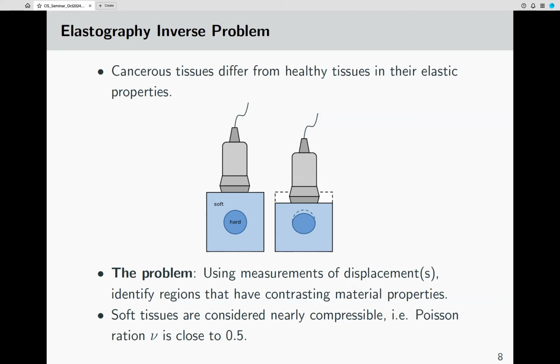So if you can find out the locations in the tissue that are stiffer, with contrasting material properties, then that could help somebody diagnose whether cancerous tissue is present. So soft tissues that we are going to talk about are considered nearly incompressible. That means you're going to be looking at a Poisson ratio close to 0.5. So we are not going to be fully compressible. That's pretty clear when you're talking about tissues, but it's going to be nearly incompressible. That's the assumption that some biomedical engineers work with on this kind of problem. Some from the math community do as well.